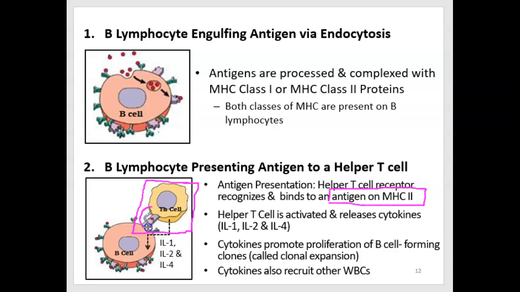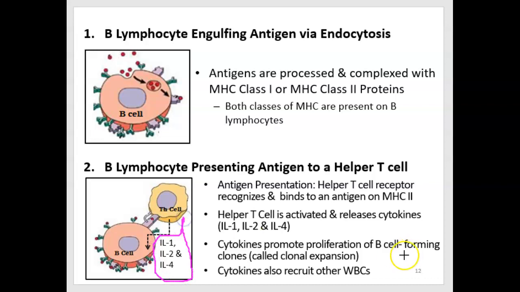You might remember that T lymphocytes that are helper T cells are called CD4 cells. So the CD4 molecule helps ensure that it's an MHC2. Anyway, it doesn't matter. The point is that the helper T cell binds to this B lymphocyte that's presented the antigen to it, and now the helper T cell releases cytokines.